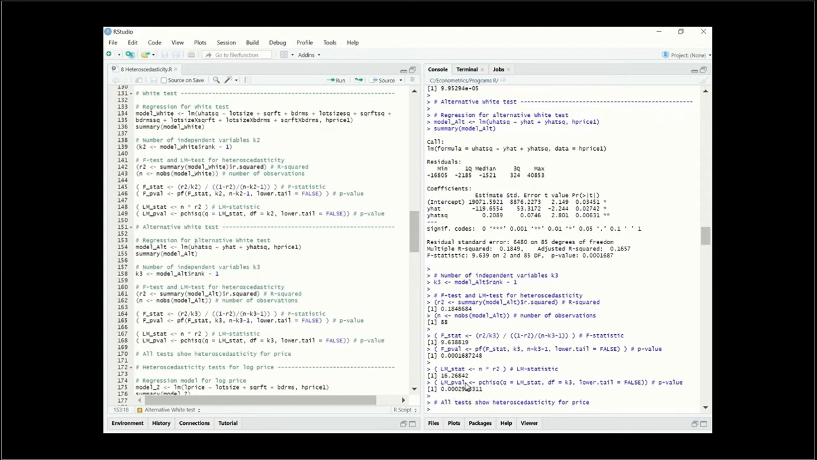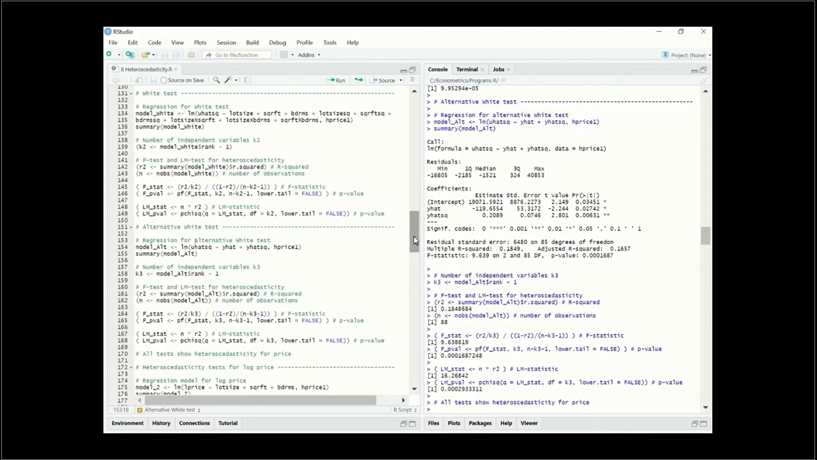So once again, because the p-value is less than 0.05 here, we are concluding that these two coefficients here on y hat and y hat squared are jointly significantly different from 0. So once again, we're concluding that we have the case of heteroscedasticity here.